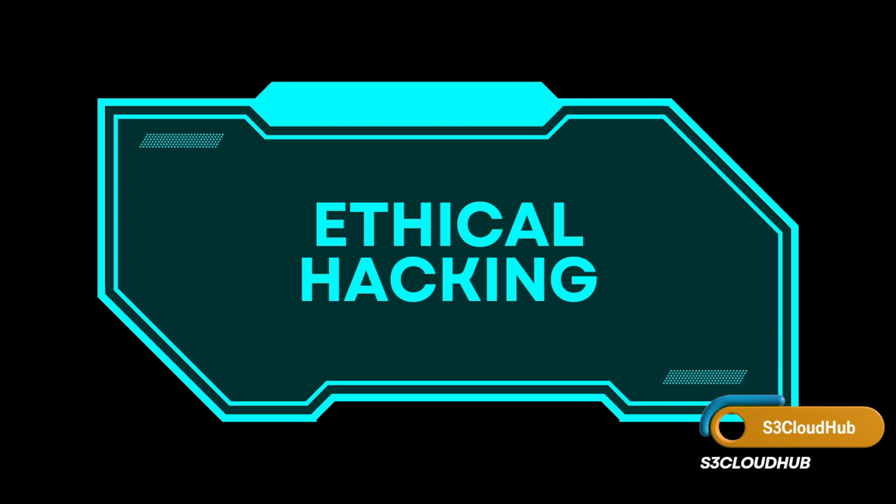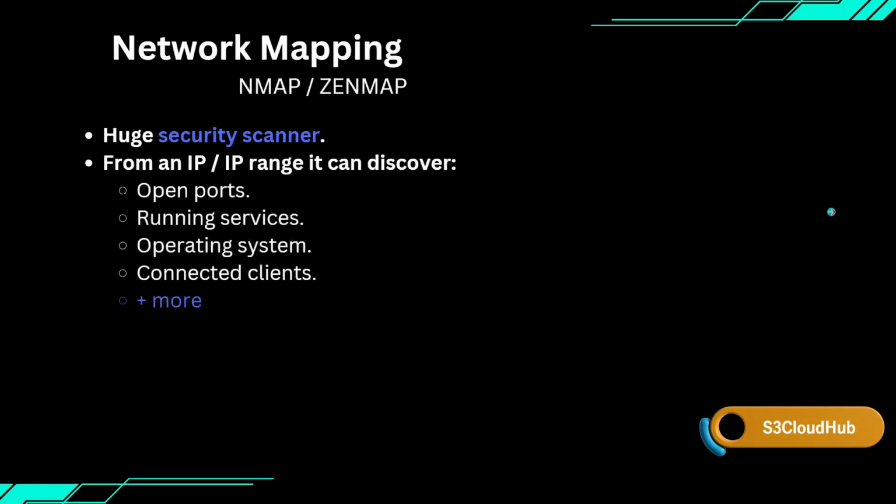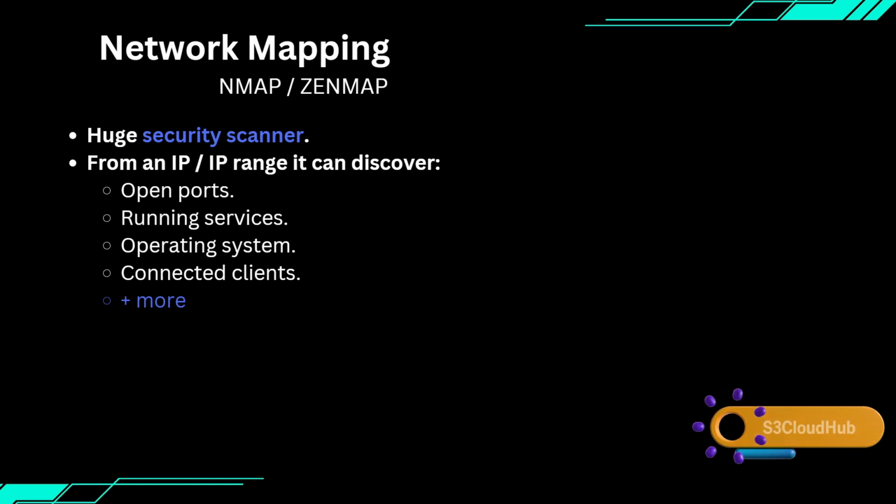In the last video, we explored how to use NetDiscover to map out all the devices connected to our network, see their MAC addresses, and maybe even get their vendor details. Today, we are taking things to the next level with Nmap.